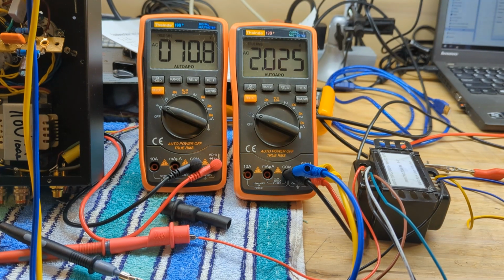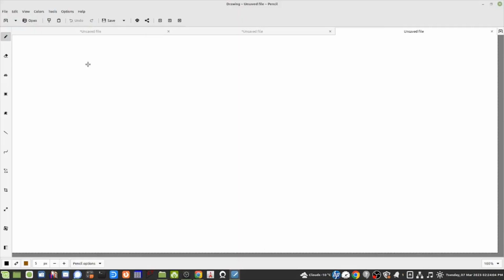2.025. I'm writing this down, that's why I'm saying it again. And 70.8 volts. Okay, so let's go through this and see what we get. With a new blank image, and using our TIE formula, we know that the turns ratio equals the voltage of the primary over the voltage of the secondary.